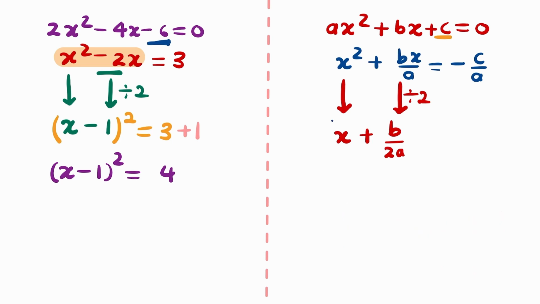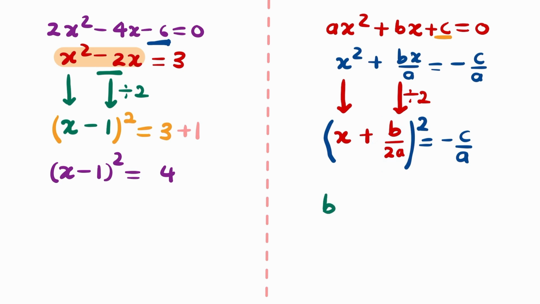After that, what should we do? We should add a pair of brackets like this and then square what's inside the brackets. And then after that, we should rewrite the rest of the equation: minus c over a. Then what do we have to do? We have to add the square of this term right here.